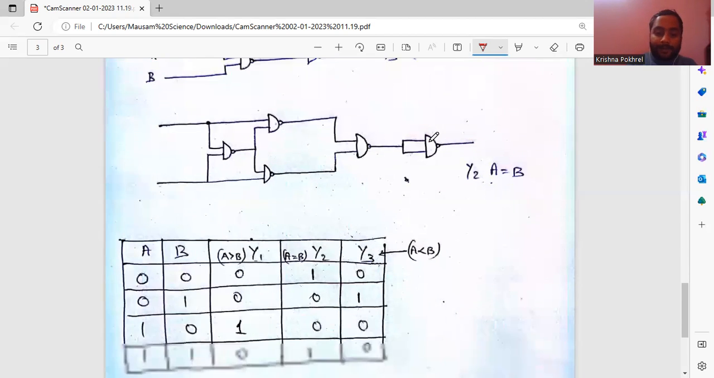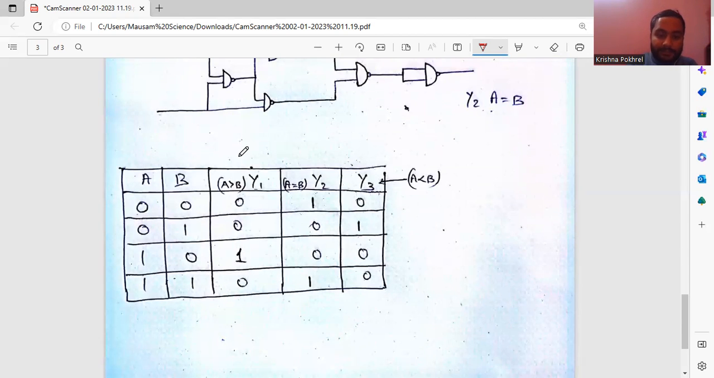In this circuit diagram, we can have this truth table. This one truth table we can have Y1. Y1 truth table is fulfilled. That means if both A and B are 0, output is 0. If A is 0, B is 1, that means A is less than B. So this is wrong, so there is 0 output. Here A is greater than B, so there is 1 output.